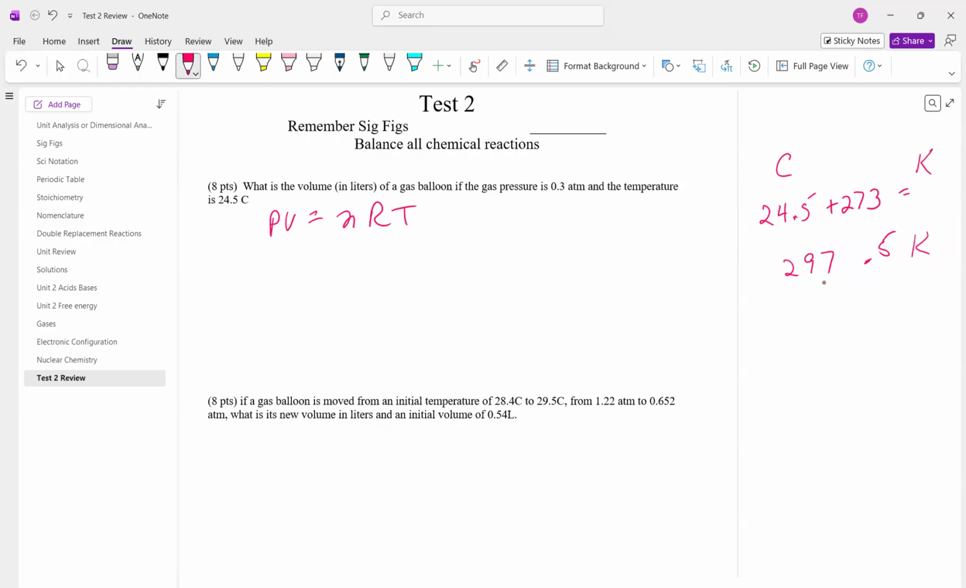Okay, and R is going to be okay, so we just plug it in. Now we want to know volume. We solve for V.